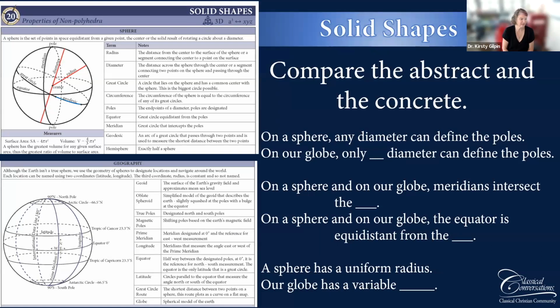And how about the idea of a radius? Because somebody sort of already mentioned this, that a sphere has a uniform radius. Does our globe? No. And so that's actually that word geoid there. If you can read that, it says it's the surface of the Earth's gravity field and it approximates mean sea level. So our globe is kind of this odd shape, but we approximate it as though it's a sphere, because that makes things easier. So geoid is a noun, not an adjective. Yes, that is correct.